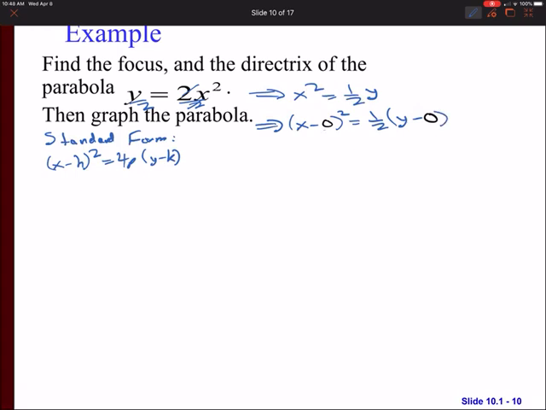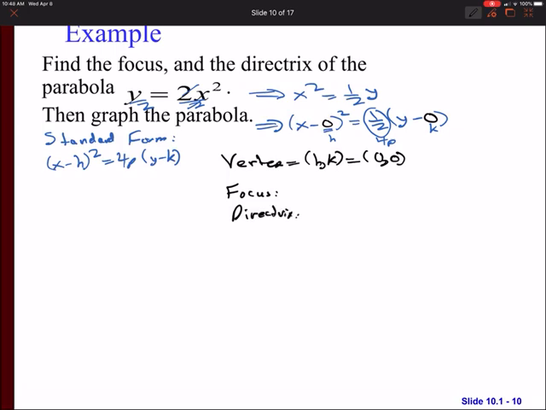So we've got our value of h, we've got our value of 4p, we've got our value of k. So as we're finding our information, we've got everything we need. So our vertex, which is the ordered pair h and k, is again at the origin on this example. And let's go ahead and talk about the focus and the directrix.